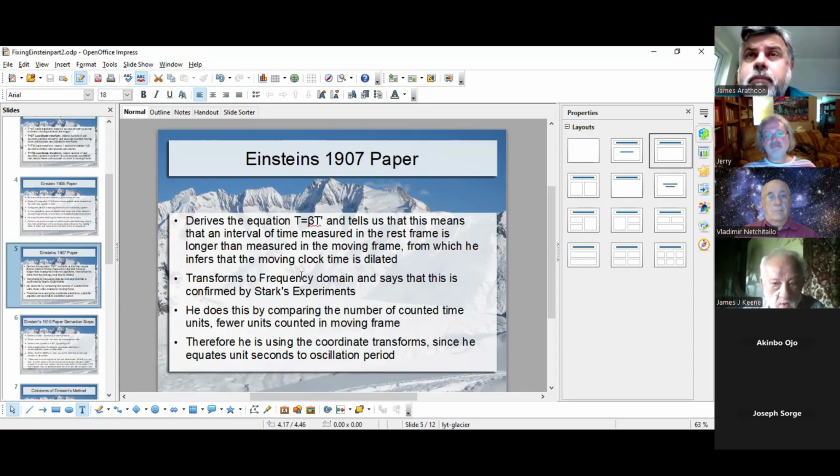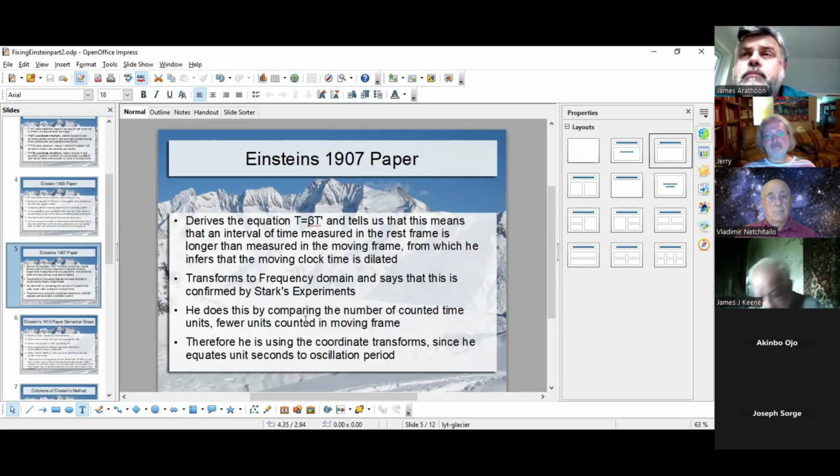That's Clark's experiments. So he says that's a proof of my theory. Okay, then he has a proof that he does this, and he compares the numbers of counted time units in the moving frame. Remember here they had this equation T equals beta T prime, which says that the number of counts in the rest frame is longer than in the moving frame. Well, he doesn't say the counts, he says the time is longer in the moving frame.